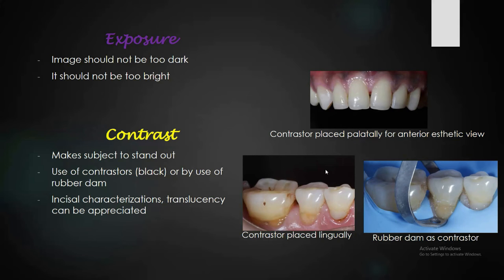Now imagine if we had not used a black contraster here, we would have been able to see the tongue, the floor of the mouth, the teeth on the other side and whatnot. It causes a lot of distraction. So if you want clear-cut focused pictures, we just need to have the subject of interest in the frame. The contraster helps us in that. In the same case, when we use a rubber dam, it covers all the other areas so that we get the subject of interest in focus.